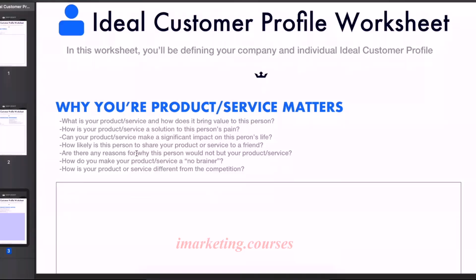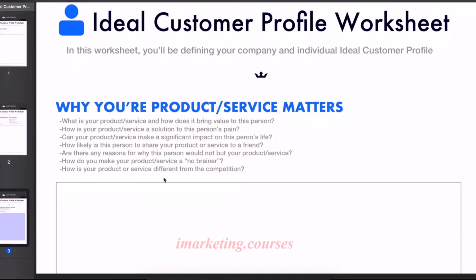Number four, how likely is this person to share your product or service with a friend? That's really an interesting question, because if your product or service is so good, almost every single one of your customers is going to tell their friends about it and say, wow, I used this product the other day. It's amazing. You have to use it. That's how good you want your product or service to be.